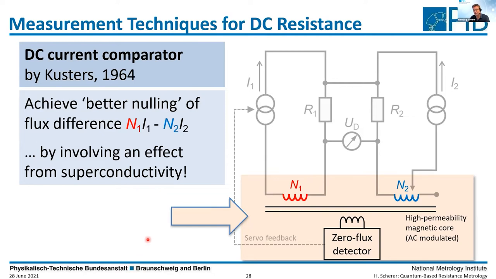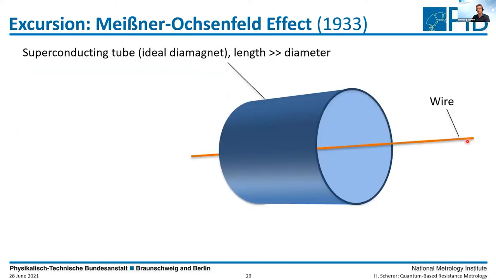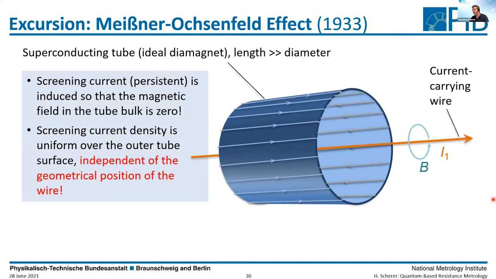So we involve an effect by superconductivity, and I make a little excursion to explain the principle. What we use is the Meissner-Ochsenfeld effect. And imagine now you have a superconducting tube, which is then of course an ideal diamagnet. And let's assume that the length of this tube is much larger than the diameter. And then you have a wire through this tube. And then you switch on a current in this wire.